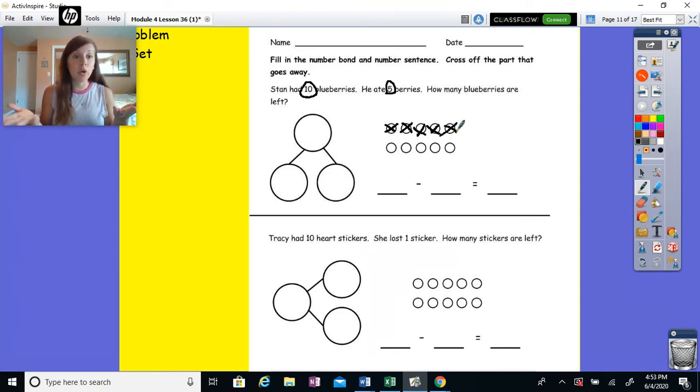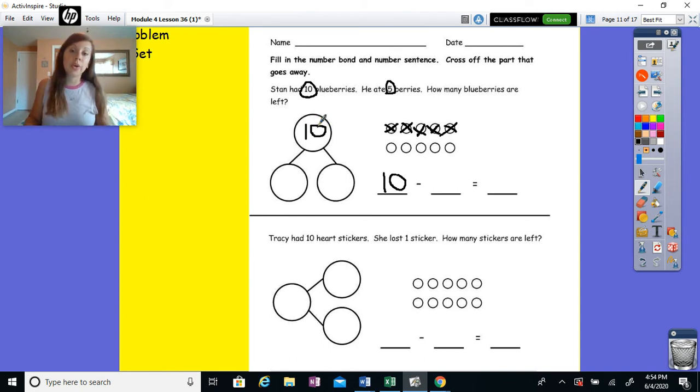Okay, so when we write our number sentence, I want you to think, what number comes first? Is it the part or the whole? The biggest number or a smaller number when we're doing subtraction? If you said biggest number or the whole, you are right. So he started with 10, so I'm going to write 10 first in my number sentence, and I'm also going to write the number 10 in my whole of my number band. Now, back in the story, it says that he eats 5 berries. So my next number in my number sentence is how many we crossed off, which is 5. Here, and then we're going to put 5 in the part.